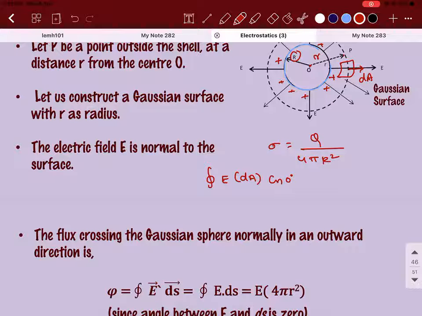So cos 0 degrees is equal to 1. What should I write on the right hand side? 1 by epsilon naught times the total charge enclosed by the Gaussian surface. So how much charge is the Gaussian surface actually covering?